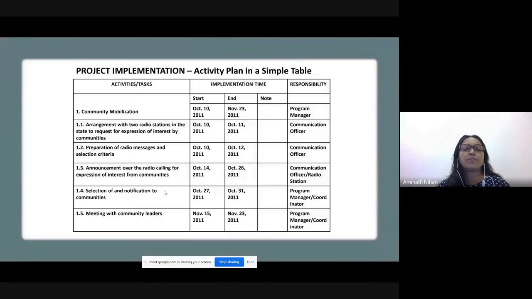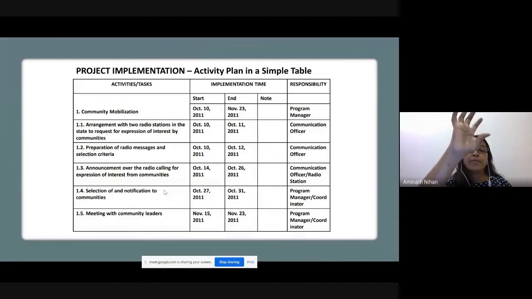Okay, so here, for example, a simple table. All right, these are the activities that you have. For example, one is community mobilization. You want community to be engaged in this project. So first thing, community mobilization. What are the things that you are going to do? If you write community mobilization and leave it at that, the people who are reading the proposal won't know, and you also won't have a clear idea how you are going to achieve this. So you have to break it down. What are the things you are going to do in order to mobilize the community?